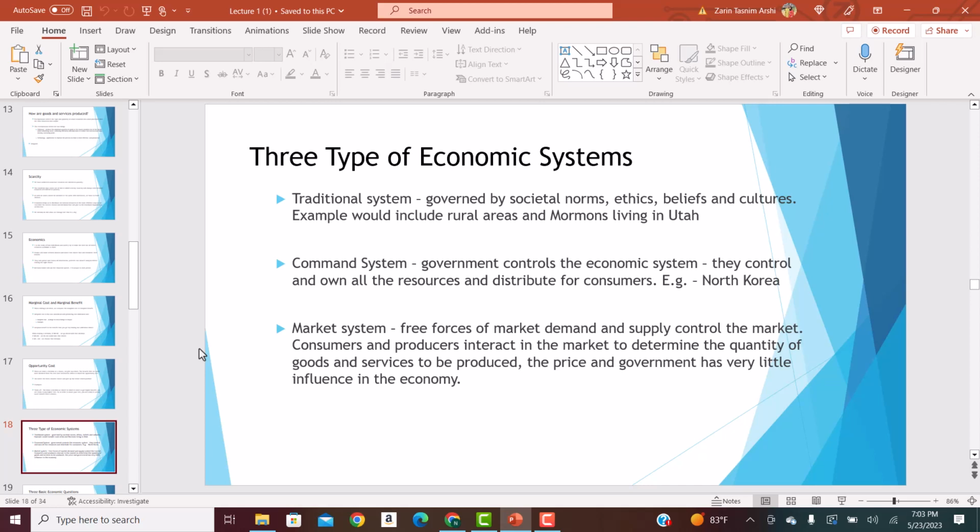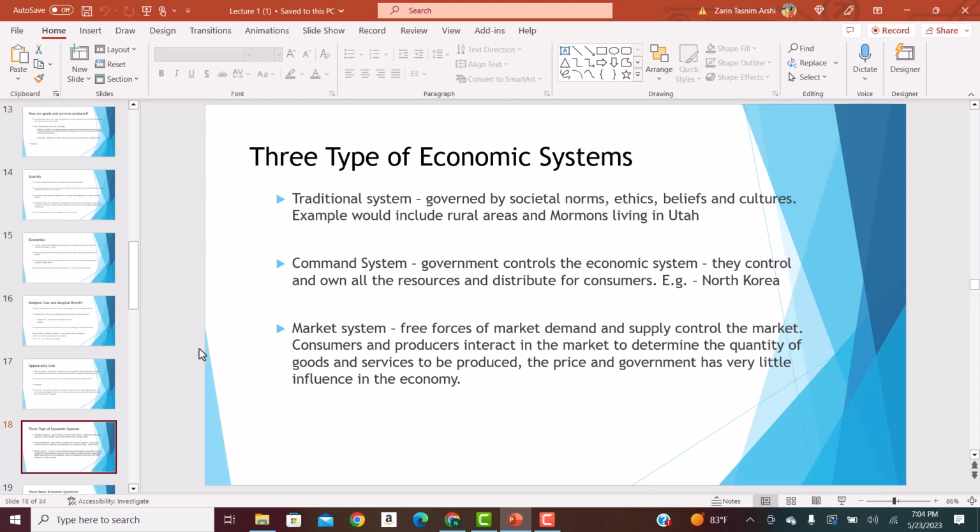And then finally, we have the most efficient economic system, which is called the market system. The U.S. is a perfect example of the market system. In this type of economic system, demand and supply interact freely in the market. The government does not come and intervene in the market directly. Buyers and sellers meet in the market or online, they negotiate prices, and then they decide whether to buy or sell at an agreed upon price. So that's the market system.